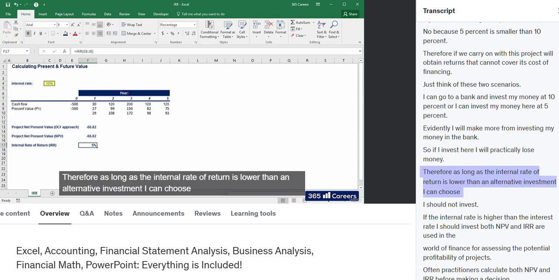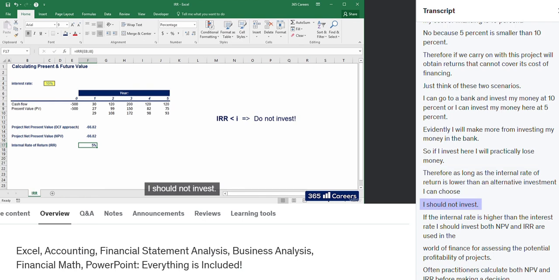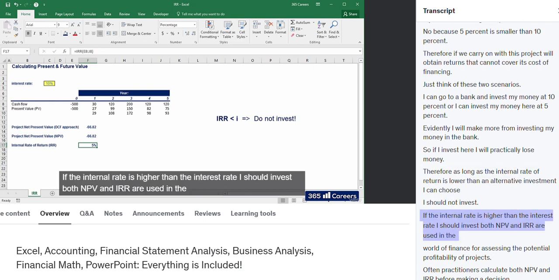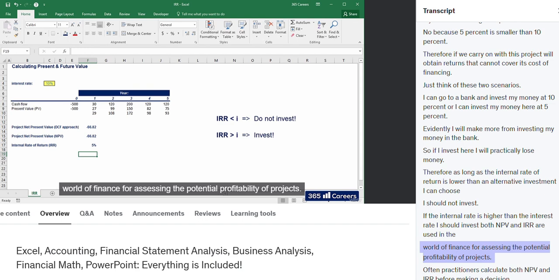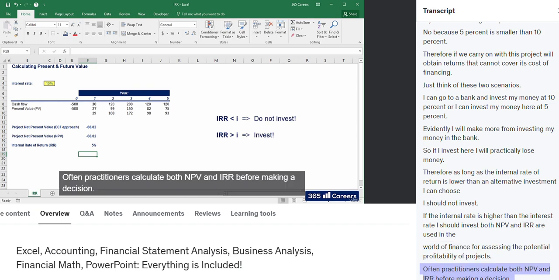Therefore, as long as the internal rate of return is lower than an alternative investment I can choose, I should not invest. If the internal rate is higher than the interest rate, I should invest. Both NPV and IRR are used in the world of finance for assessing the potential profitability of projects. Often, practitioners calculate both NPV and IRR before making a decision.